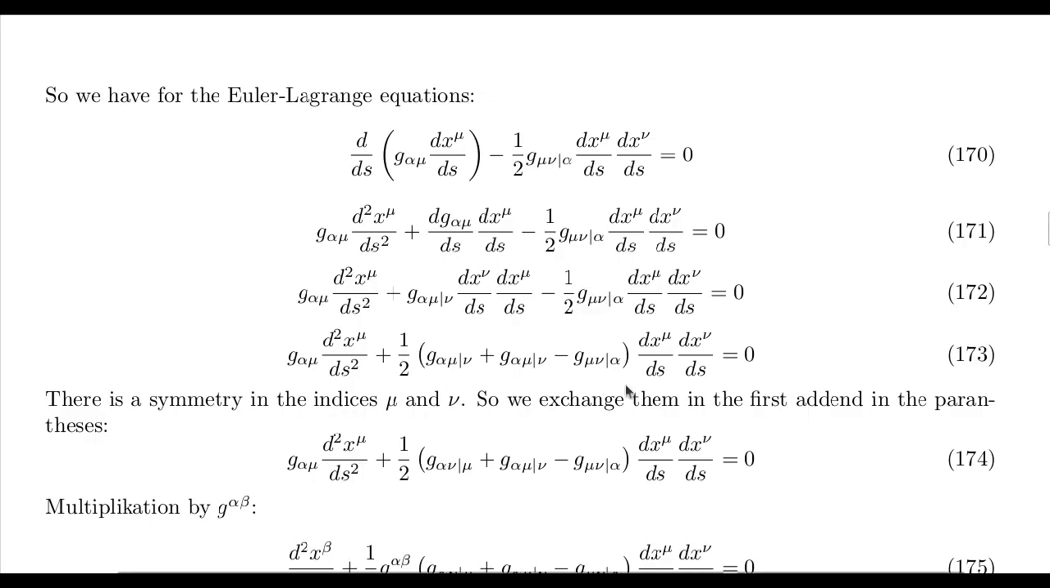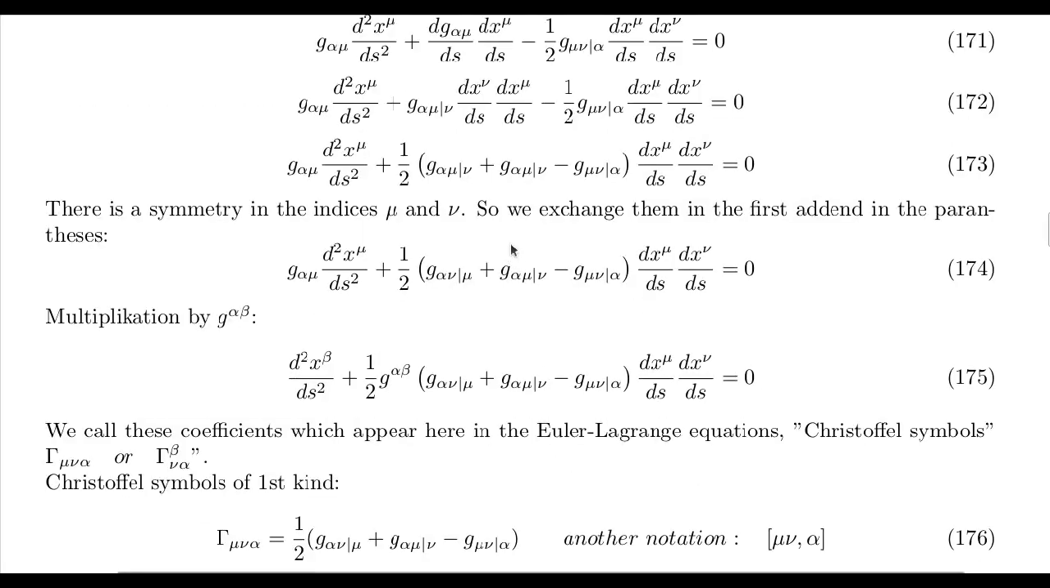So we then have here 1 G and here a half G, and so we split this G in two half G's. So we can write this here, the parenthesis with 3 derivatives of the metric tensor. Then we have here a symmetry in the indices mu and nu, and so we change in the first addend the two indices. And so we have now this equation 174.